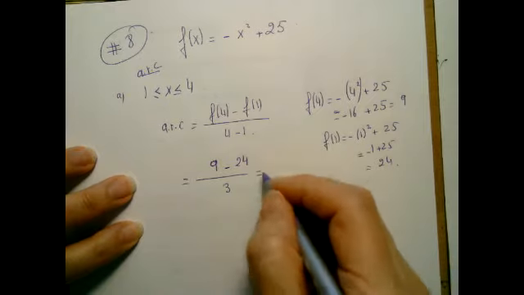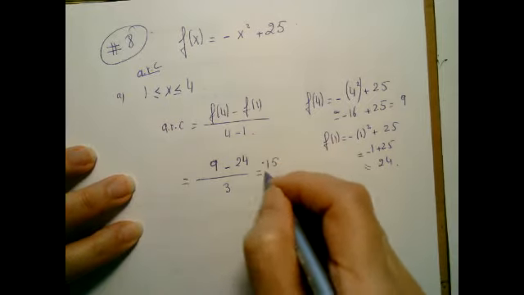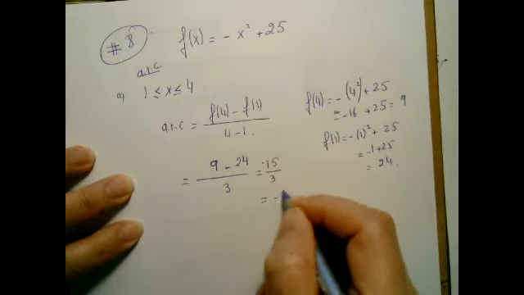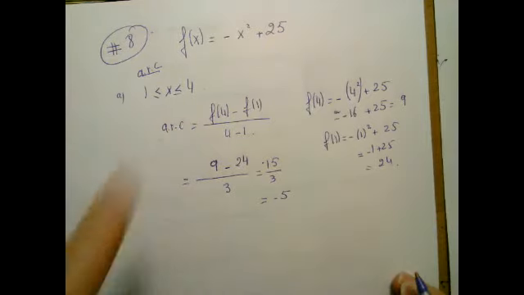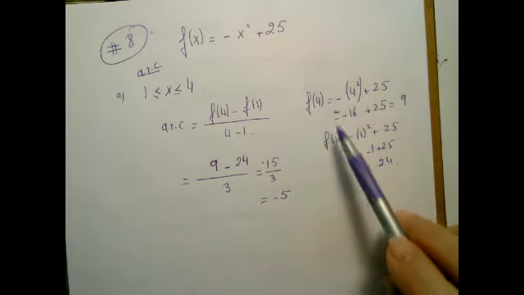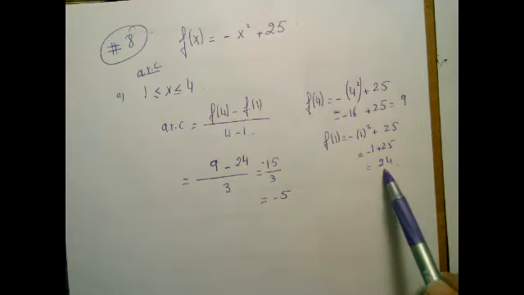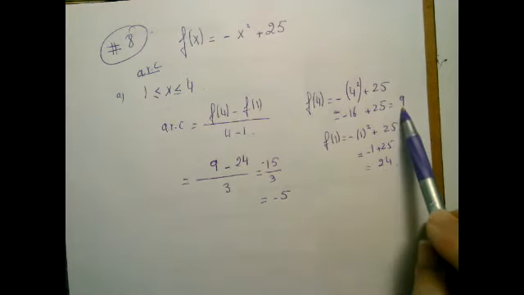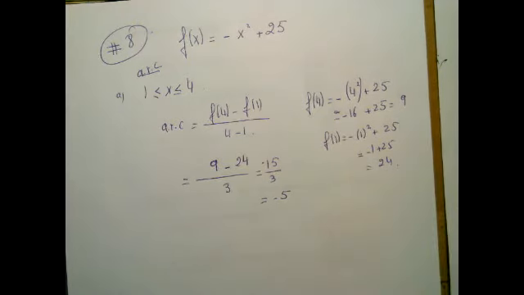24, you take away 9, you get 15. I meant minus 15 over 3, you get minus 5. It means between 1 and 4, because the average rate is negative, definitely we know that the function actually lost value. At 1, it was 24, it's lost value all the way to 9, causing this negative sign.